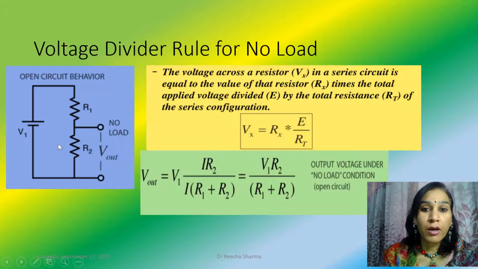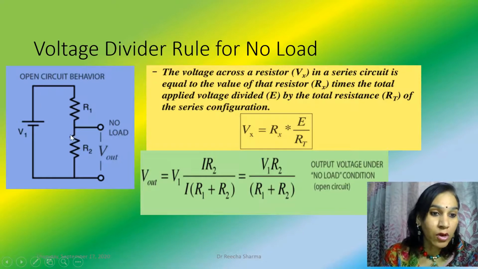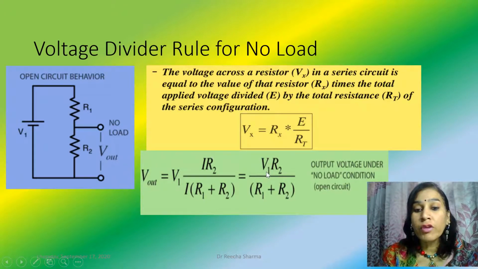Here we are talking about when the voltage divider rule is applied with no load. Here we are not having any load resistor. The formula is the same: Vx equals Rx into E upon total resistance. Vout, the voltage across no load, equals V1, the total voltage, into I R2 upon I into R1 plus R2. The current I is common in R1 and R2. So V1 into R2 upon R1 plus R2 is the output voltage under no load condition.